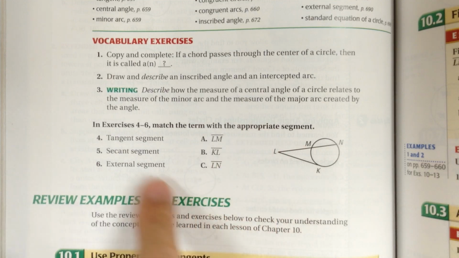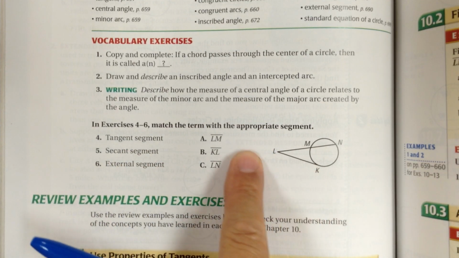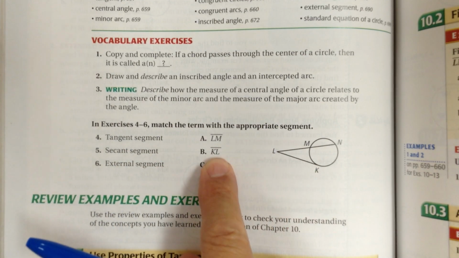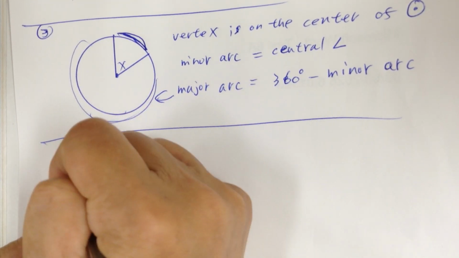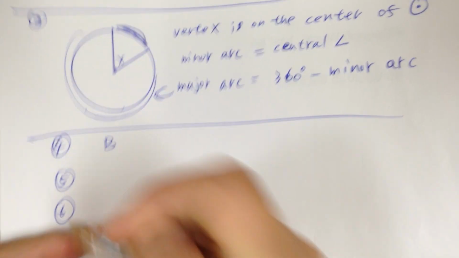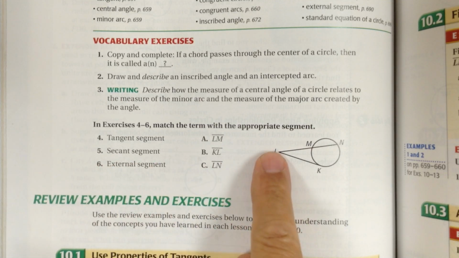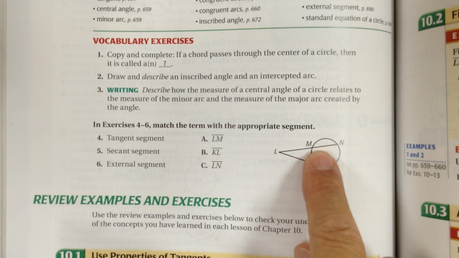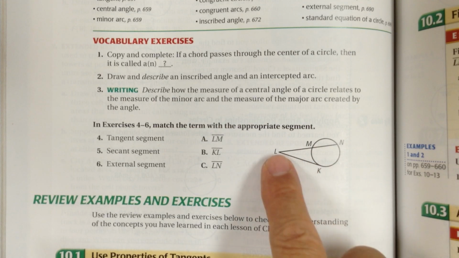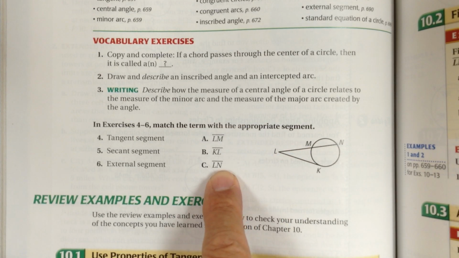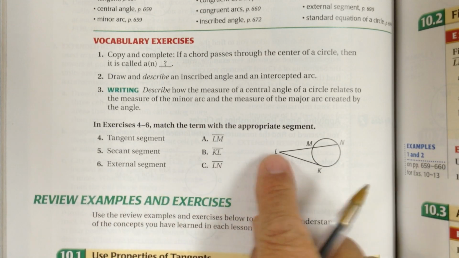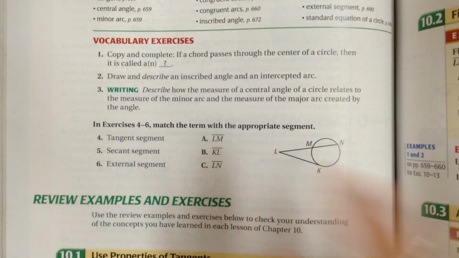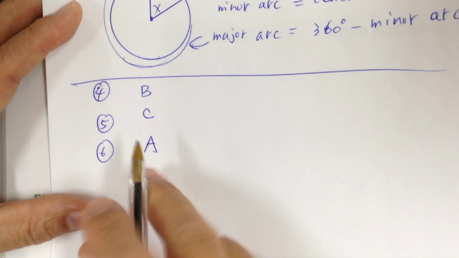So you have to do the matching. Tangent segment is LK. So LK or KL, so that's B. So number 4 is B. Number 5, secant segment. Secant segment is LN, so it's C. So number 5 is C. Number 6, external segment is LM. So LM is A. So you got to know the names.